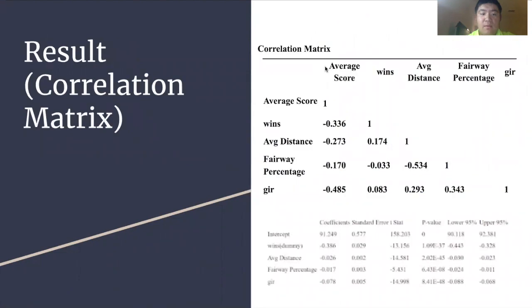When looking at the signs of the sample correlation coefficients, they have the same sign as the estimated regression slope coefficients. The correlation matrix suggests that the independent variables are not correlated with one another, so there's no multicollinearity problem.